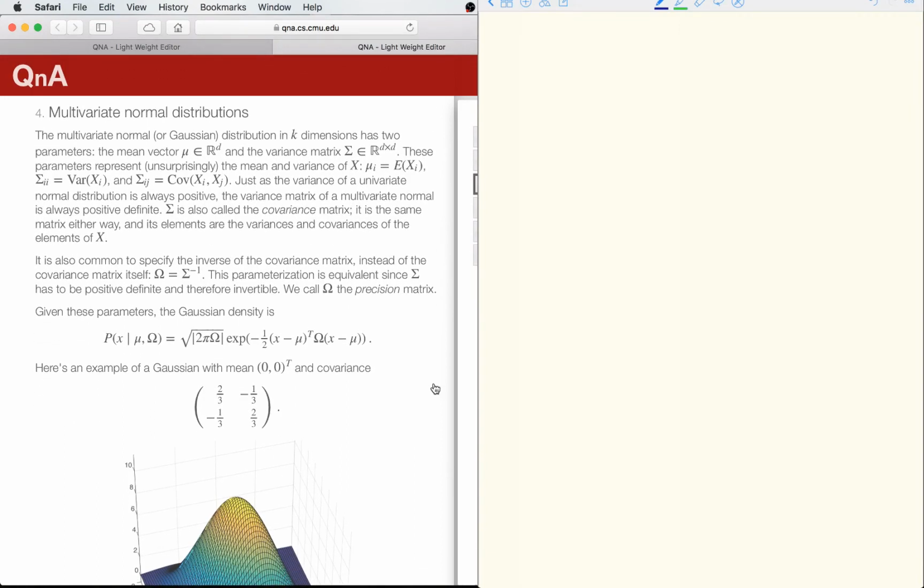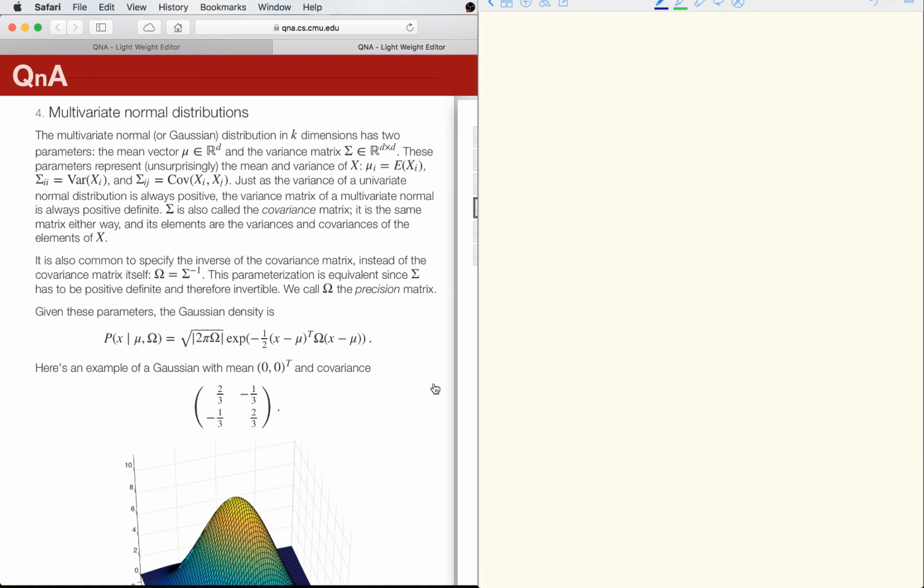All right, another good distribution to work with is a multivariate normal. And this is, again, probably the most common distribution that we'll see. It has 2 parameters, a mean vector and a variance matrix, also called a covariance matrix. And the parameters, unsurprisingly, represent the mean and variance. The variance matrix is always positive definite.